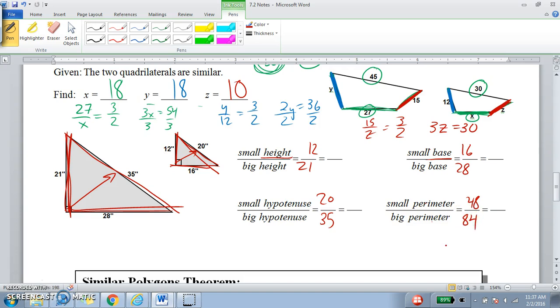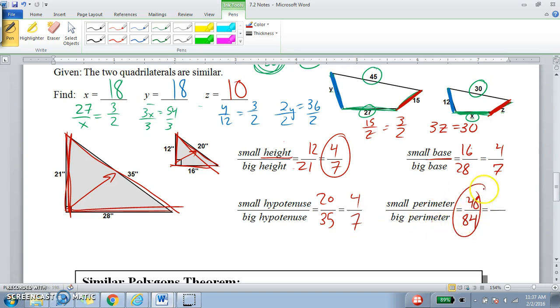So let's reduce these. 12 and 21. 3 goes into both of those 4 times and 7 times. So the ratio of the small height to the big height is 4 to 7. Now, the ratios of all the corresponding sides should be the same. So if we check these, all of these should reduce to 4 over 7. 16, 28, 4 goes into those 4 and 7 times. 20 and 35, 5 goes into those 4 and 7 times.